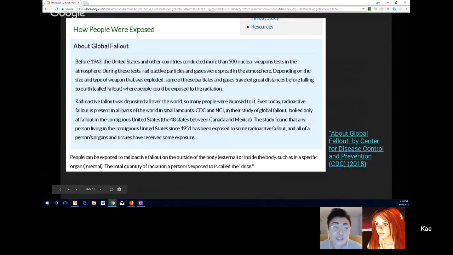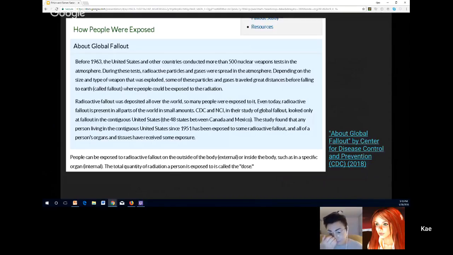Okay, now this is actually from the CDC. I thought this would be fun if we took the 1950s, 1960s information and paralleled that with what we can currently find on the CDC website in 2018, okay? And this is what they admit about the global fallout. So I'll read a little bit here. It says, before 1963, the US and other countries conducted more than 500 nuclear weapons tests in the atmosphere. During these tests, radioactive particles and gases were spread in the atmosphere. Depending on the size and type of weapon that was exploded, some of these particles and gases travel great distances before falling to Earth, called fallout. So fallout specifically refers to those particles that fall to the Earth, travel through air, and travel by water.